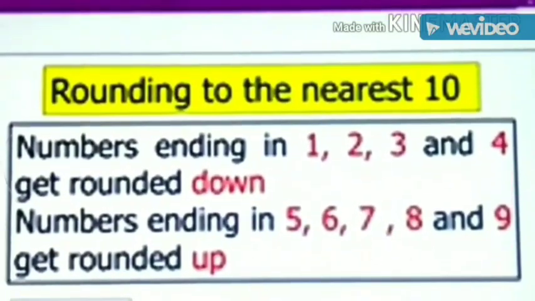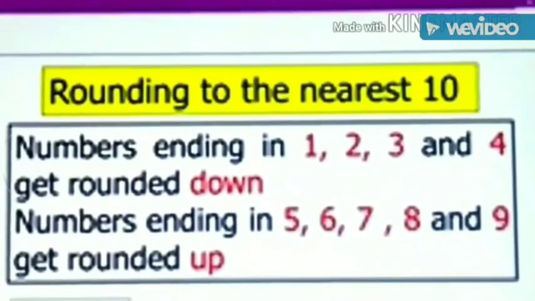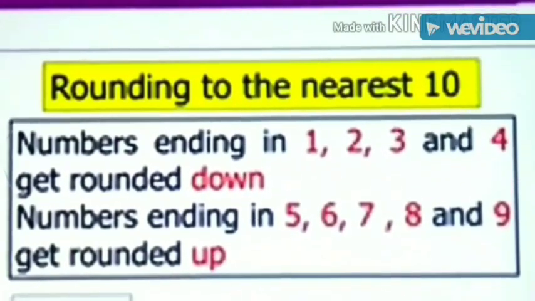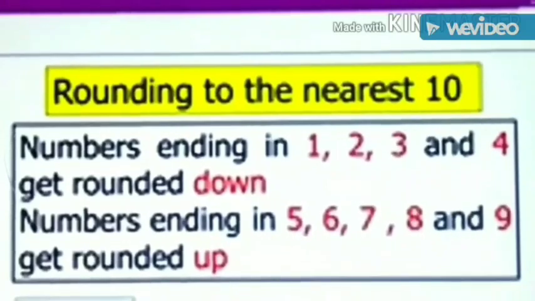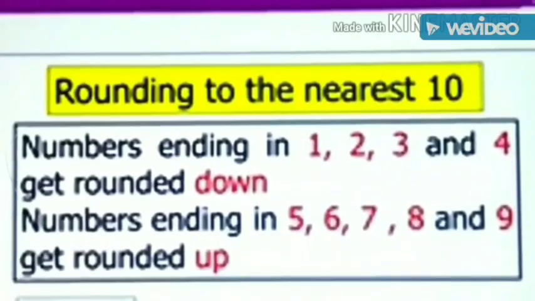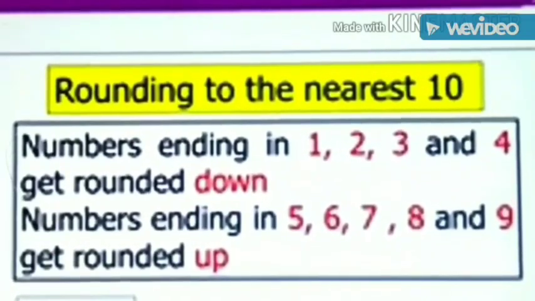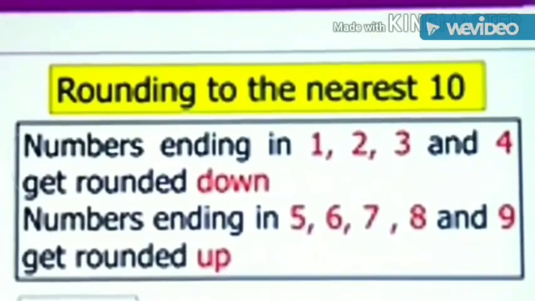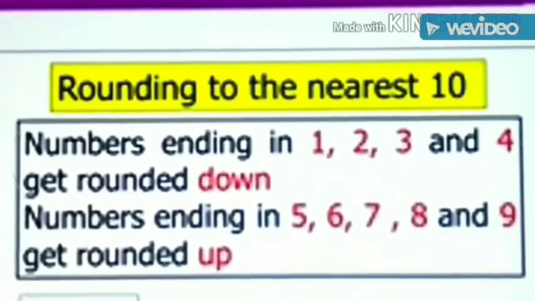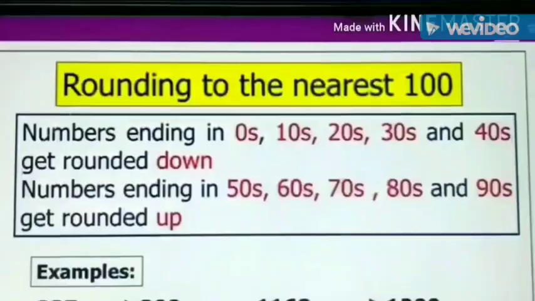Rounding to the nearest 10. Numbers ending in 1, 2, 3 and 4 get rounded down. Numbers ending in 5, 6, 7, 8 and 9 get rounded up.